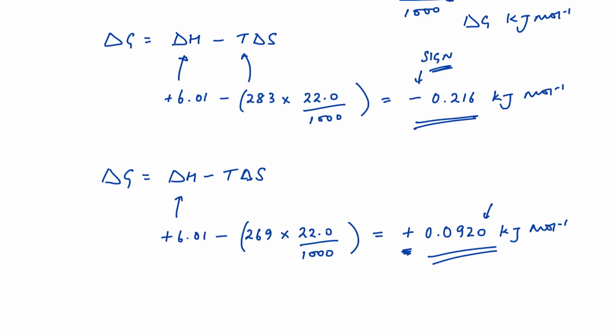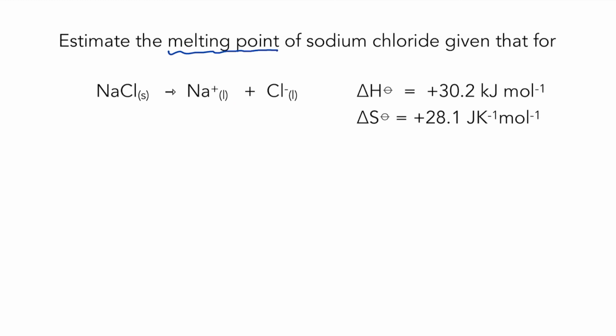Really important to A-level. The second type of A-level exam question involving Gibbs energy requires a little bit more thinking. To estimate the melting point of sodium chloride, given the following information. First of all, we need to be aware that melting point is when the solid and the liquid, in this case the liquid ions, are in equilibrium, which means that delta G equals 0 for processes or reactions at equilibrium. Therefore, 0 equals delta H minus T delta S.